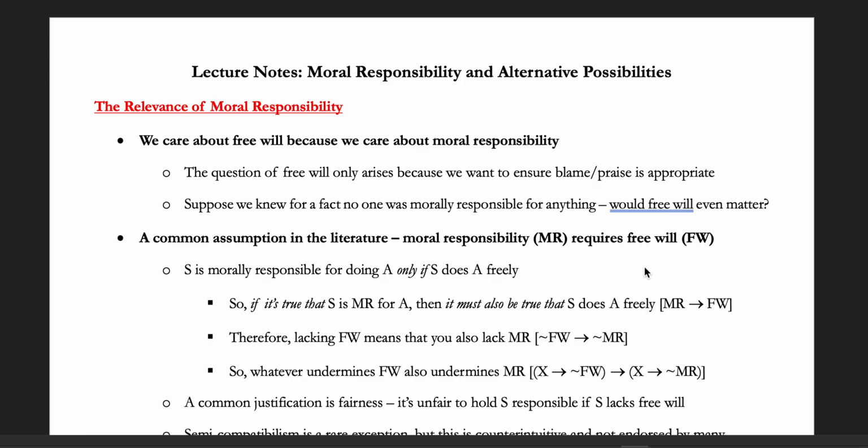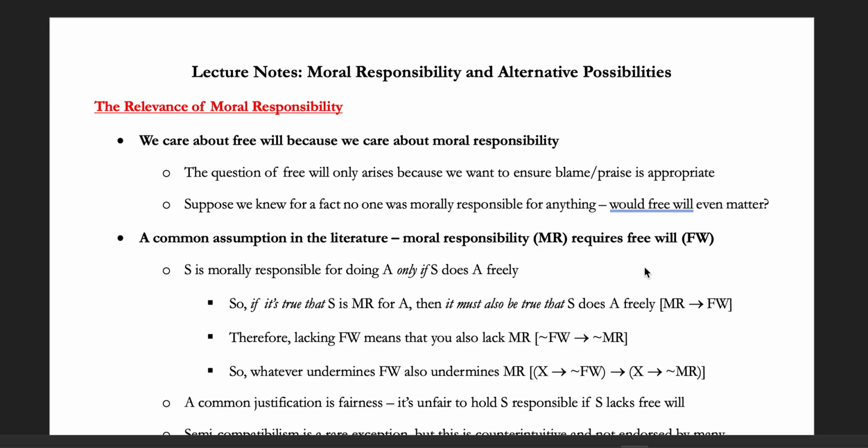So, today we are going to talk about moral responsibility and alternative possibilities. But in particular, we're going to focus on this principle in the moral responsibility and free will literature called the principle of alternative possibilities. We'll see that below. Sometimes it's called PAP, P-A-P. And also, that's one major half of what we're going to talk about.